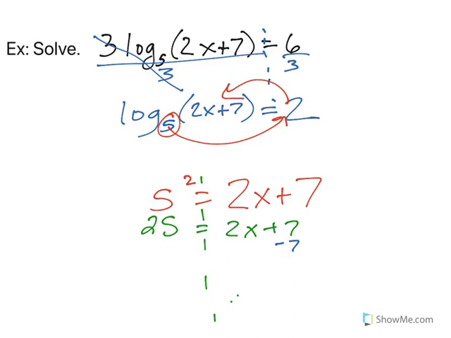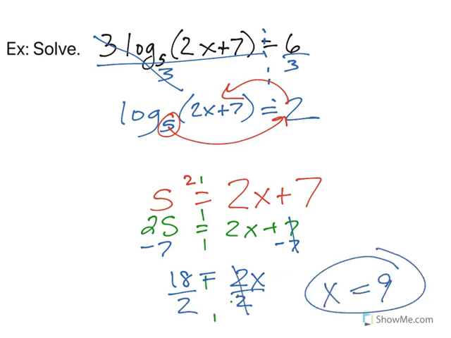My next step is to subtract 7 from both sides. So 2x equals 18, divide by 2, and x equals 9. When I plug that back in, 2 times 9 plus 7 is 18 plus 7, which is 25. It's positive. That works, and I know I'm correct.